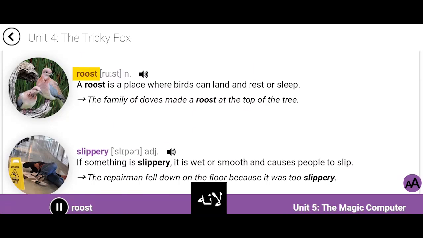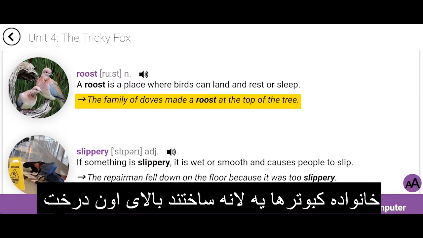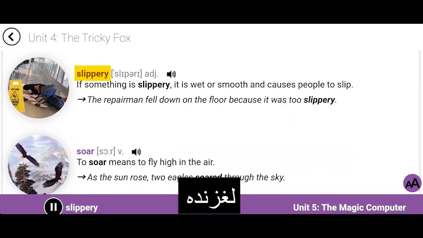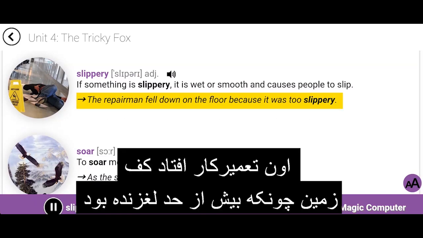Roost. A roost is a place where birds can land and rest or sleep. The family of doves made a roost at the top of the tree. Slippery. If something is slippery, it is wet or smooth and causes people to slip. The repairman fell down on the floor because it was too slippery.